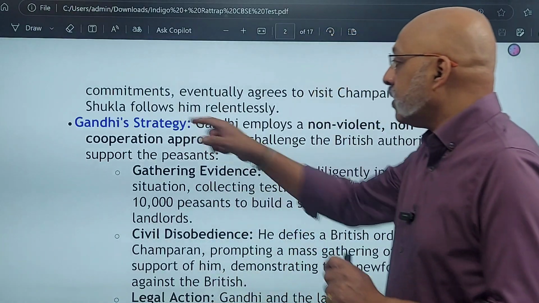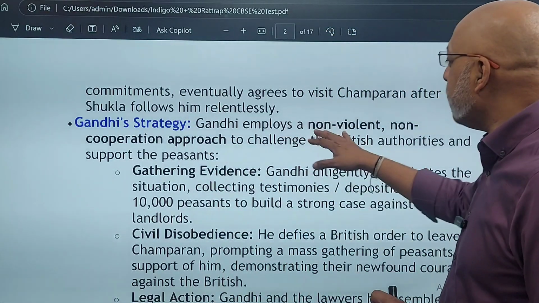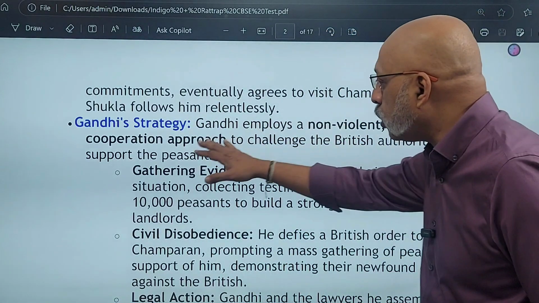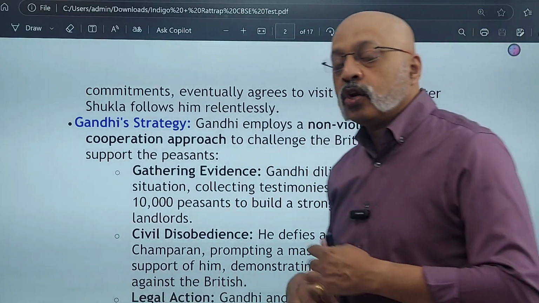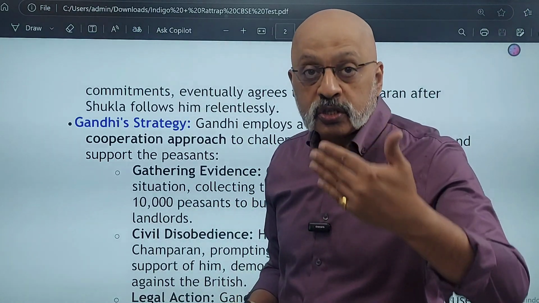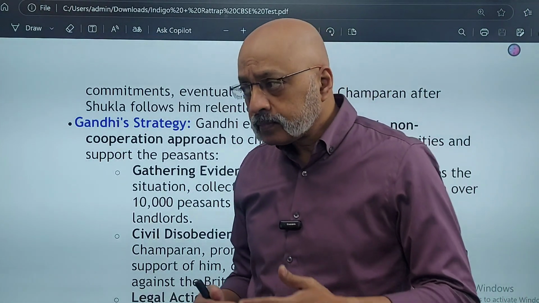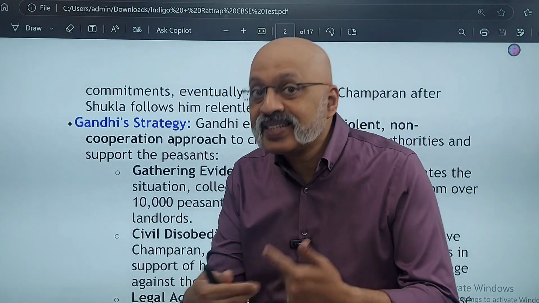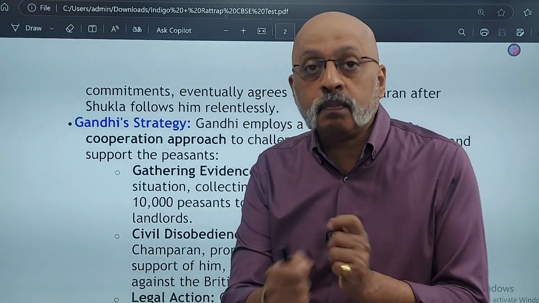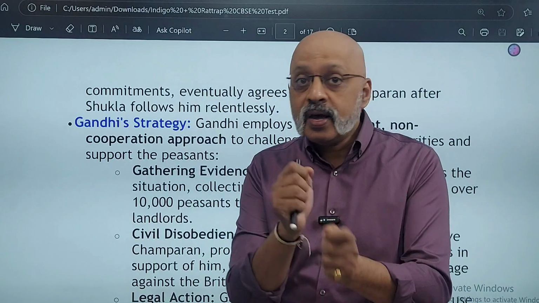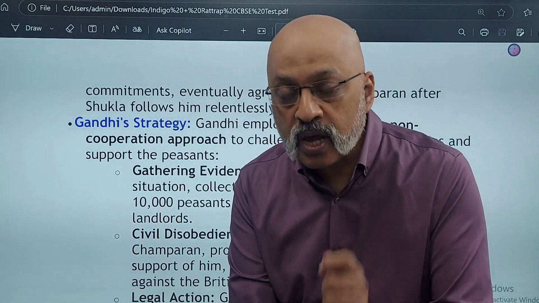Note karo notebook mein. Gandhi's strategy. Gandhi employs a non-violent, non-cooperation approach. So you see the non-cooperation movement, which was launched in 1920. He started doing the test run. It's almost like Champaran is almost like a trial run. Let's see whether it actually works.